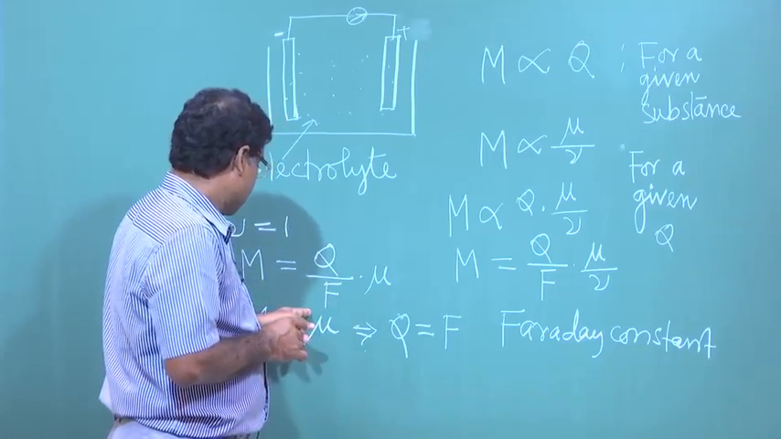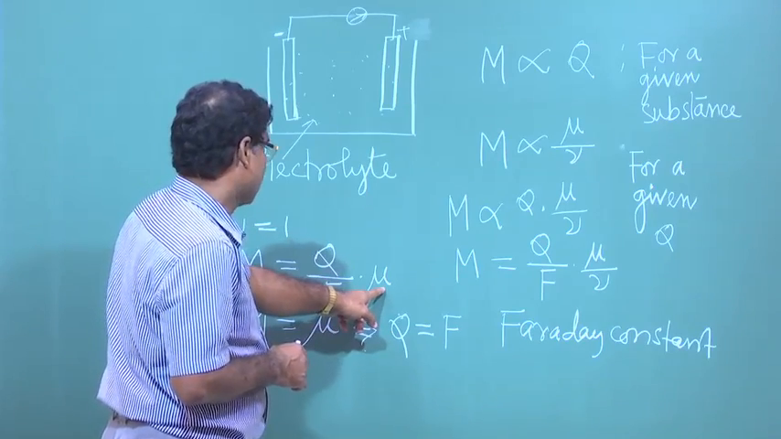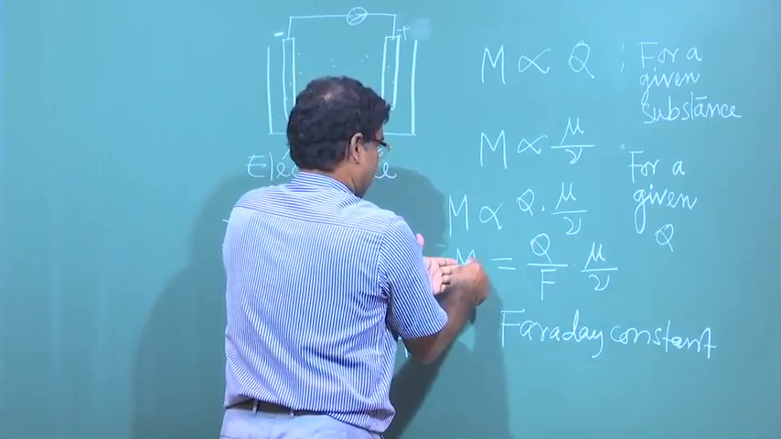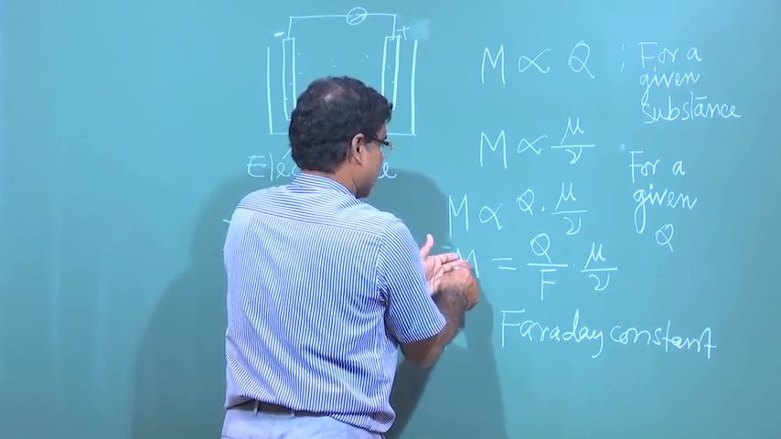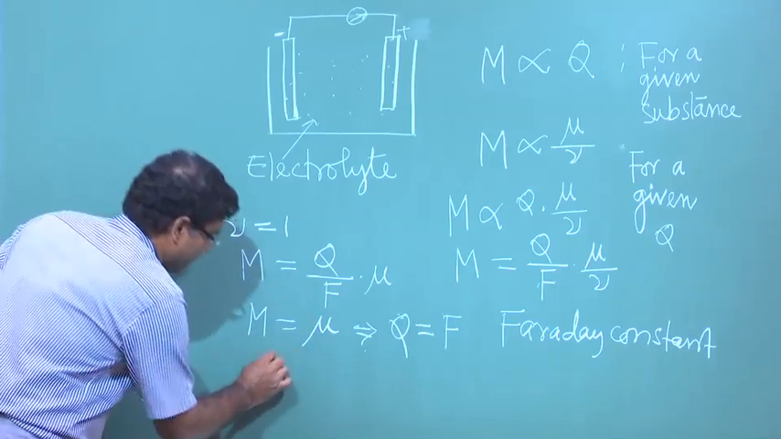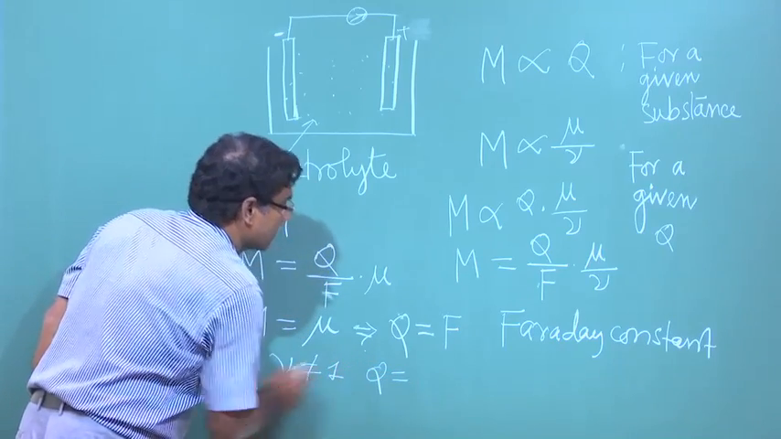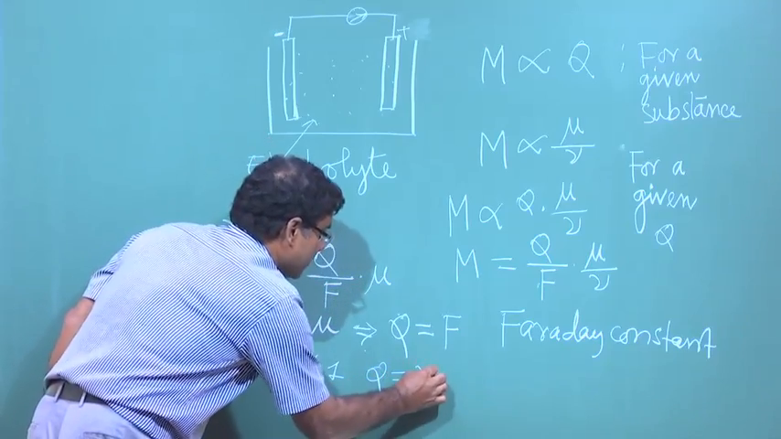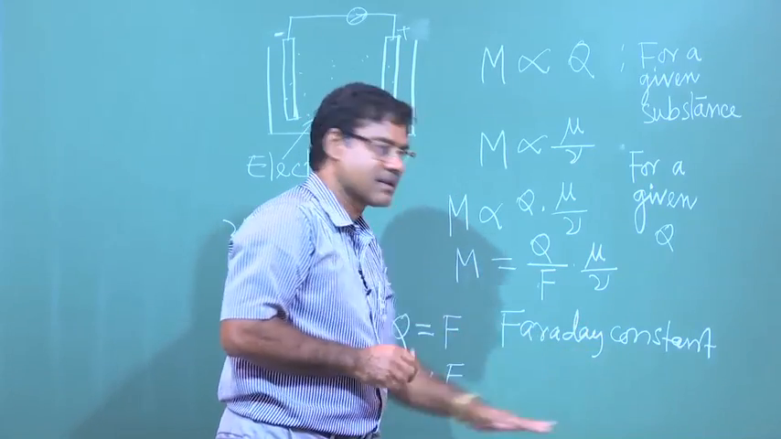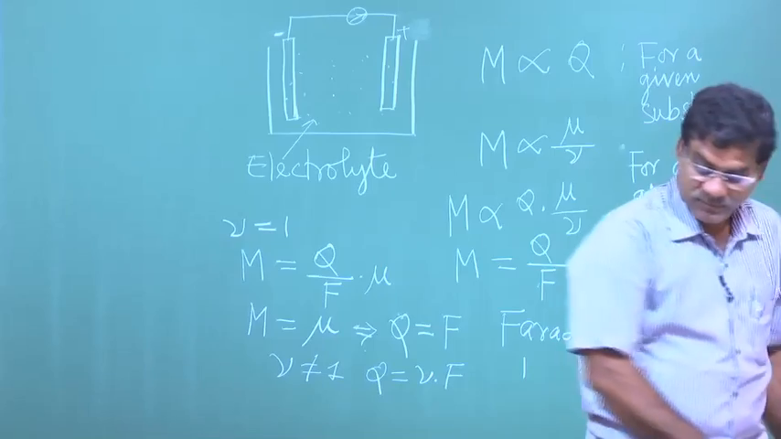Okay. Now, if nu equal to 2, not 1, then Q will be equal to nu into F. As I told, this F is the Faraday constant, and it has a constant value.